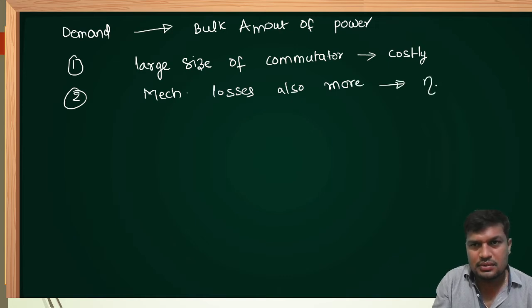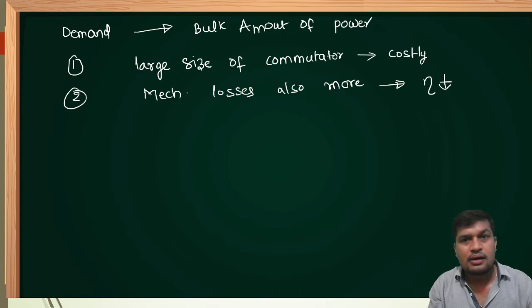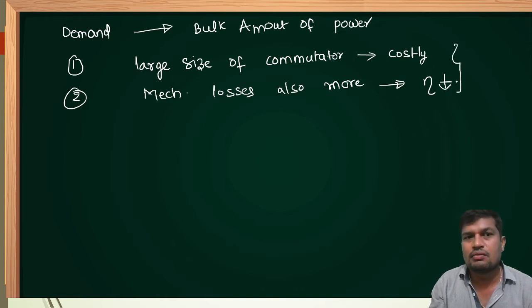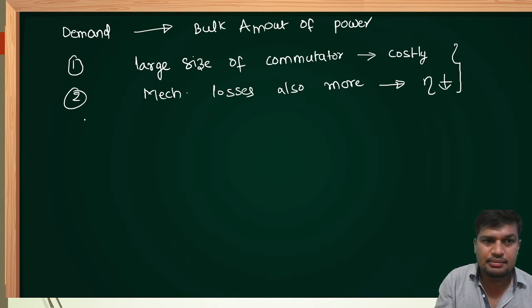Efficiency of the system reduces. When efficiency is decreased, it is undesirable, and cost also increases, it is not economical. Because of these two points, we are not interested to generate DC power while we are going for bulk amount of power generation. Now it is very clear we are going for AC power generation to generate bulk amount of power.